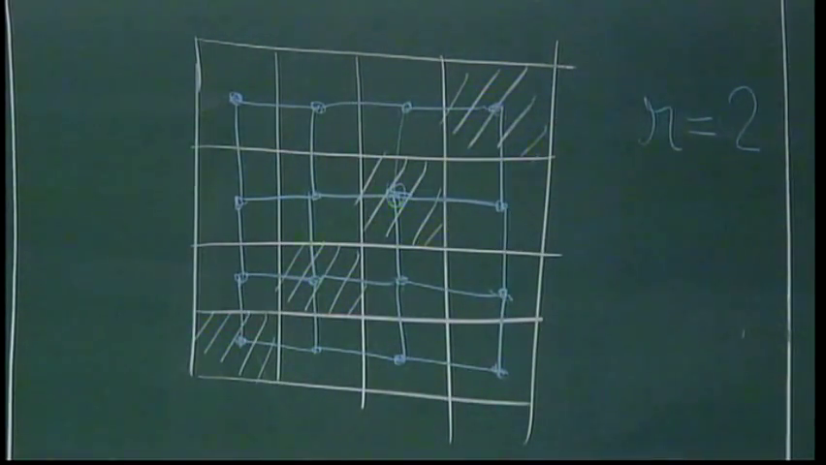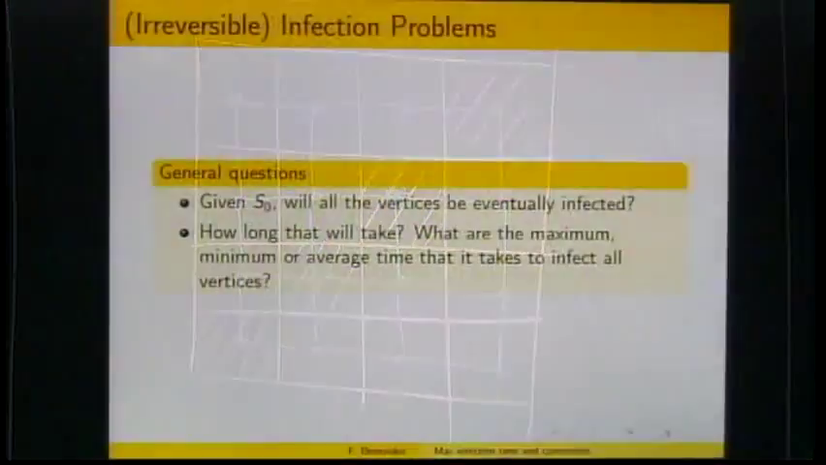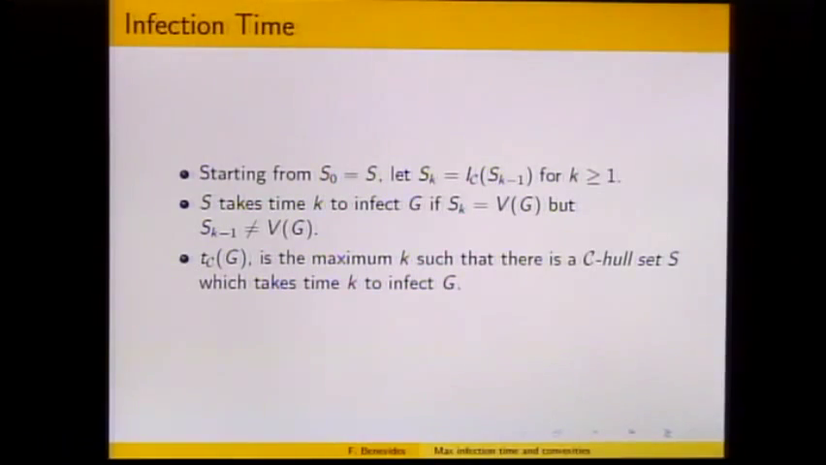What's the slowest time in which you can infect the whole thing, given that you are going to infect the whole thing, so that this maximum is not infinity? Here I just define the infection time formally. You start with the set at 0, and you count how many times you need to apply the interval function in order to get to the whole thing.